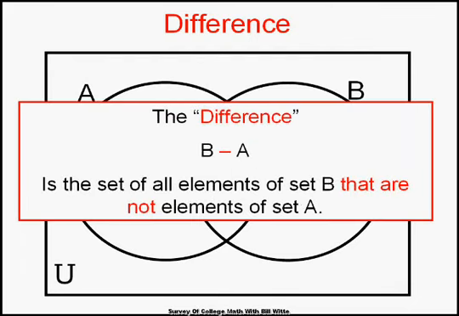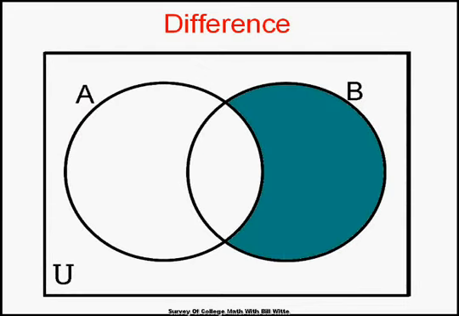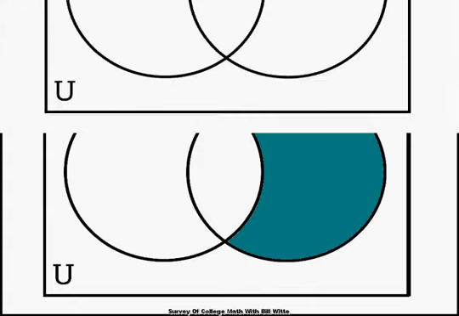The difference, or we say B minus A, is the set of all the elements of set B that are not in set A. In other words, A takes a bite out of B, if you would. I'll show you what I mean. All the members of B that are not in A. See the bite it took? Those are all the parts of A. So that is B minus A.